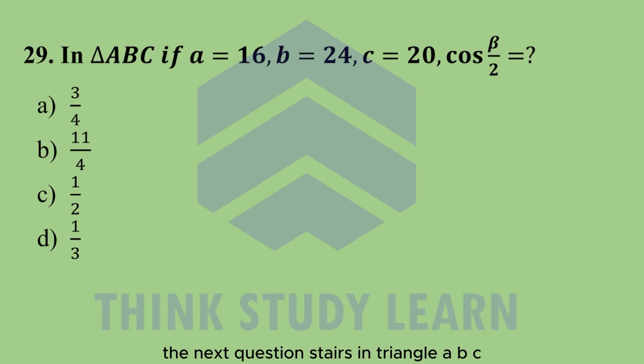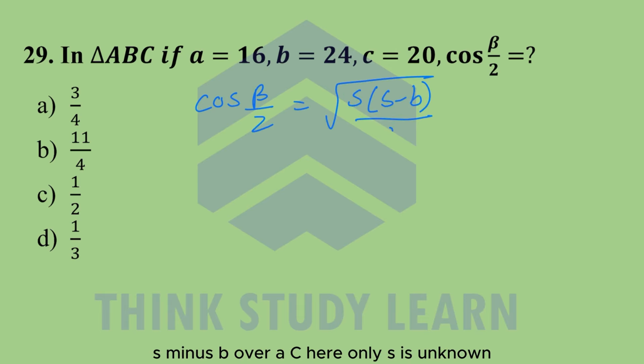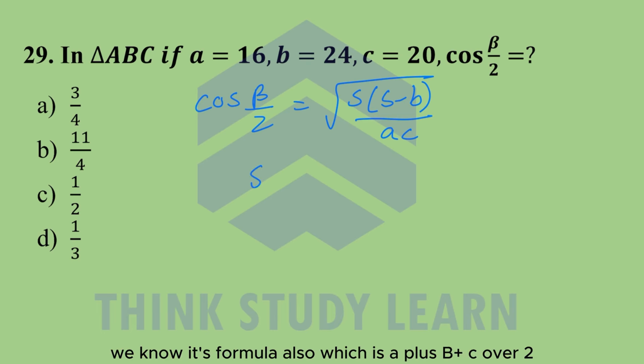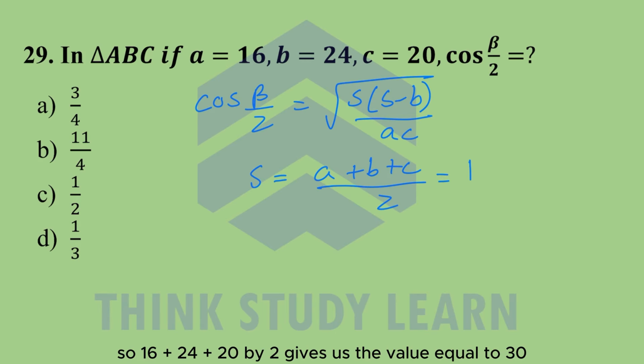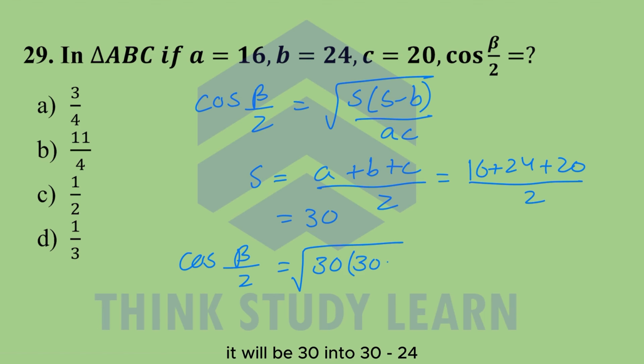The next question states in triangle ABC, if a is 16, b is 24 and c is 20, then find the value of cos beta by 2. We know the formula of cos beta by 2 is equal to square root of s into s minus b over ac. Here only s is unknown. We know its formula also, which is a plus b plus c over 2. So 16 plus 24 plus 20 by 2 gives us the value equal to 30. So putting the value of s in the formula of cos beta by 2, it will be 30 into 30 minus 24.